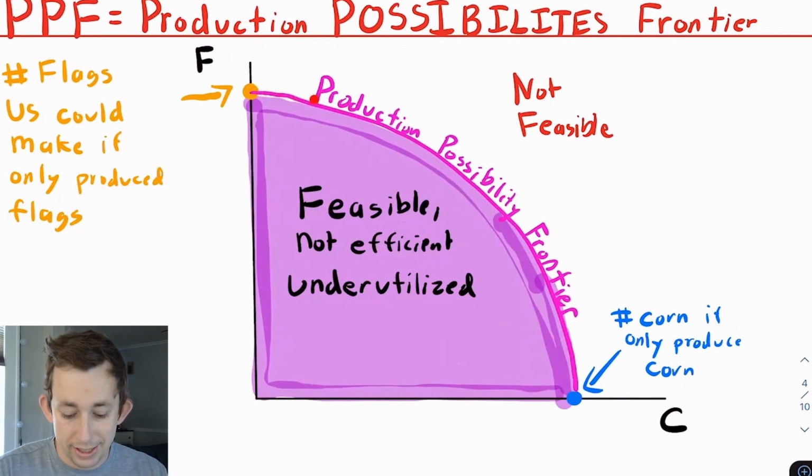So what we would say is that if you're on this line, you are both feasible and efficient, where feasible means that you could make it, and efficient means that you're actually using all the resources you have available to you. Which means if we go below the PPF into this purple shaded region here, we can definitely make these combinations, so we say they're feasible, but we're leaving some resources on the table. So we would say we're not efficient or we're underutilized.